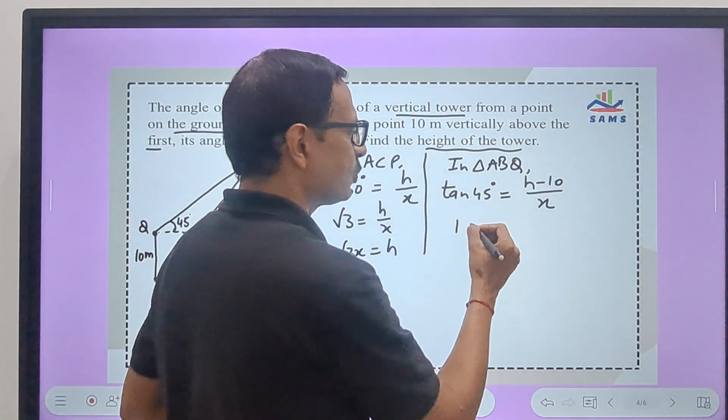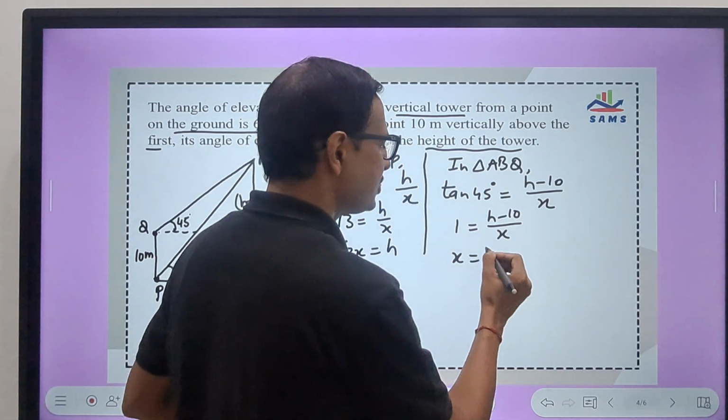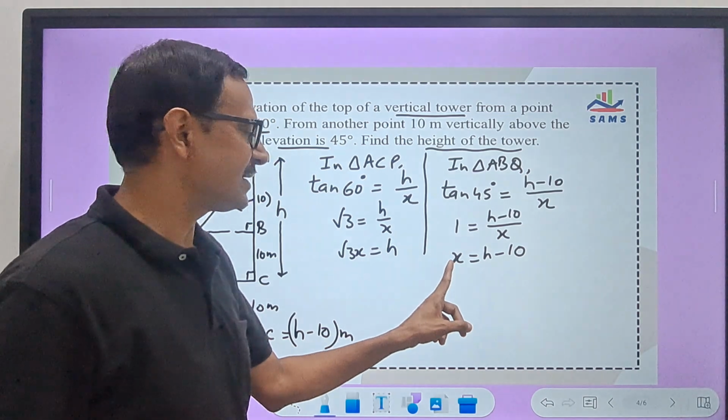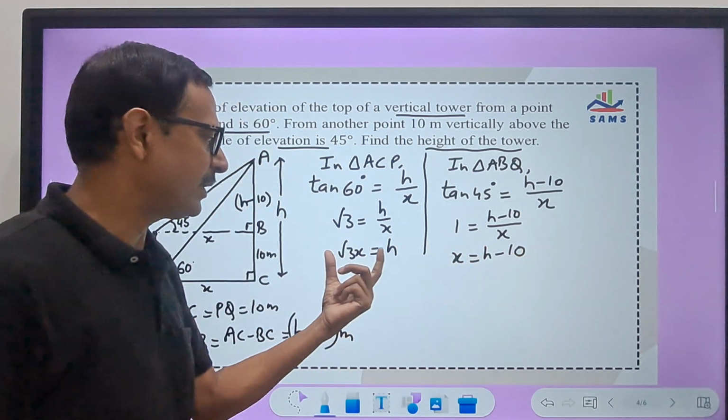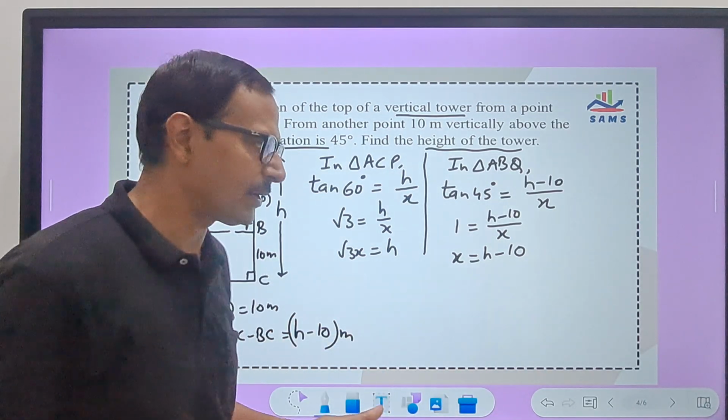Tan 45 happens to be 1, so H minus 10 upon X. So X is H minus 10. So I know the value of X here, so I can put this value here and get the value of H. So elimination, that's what is going to work.